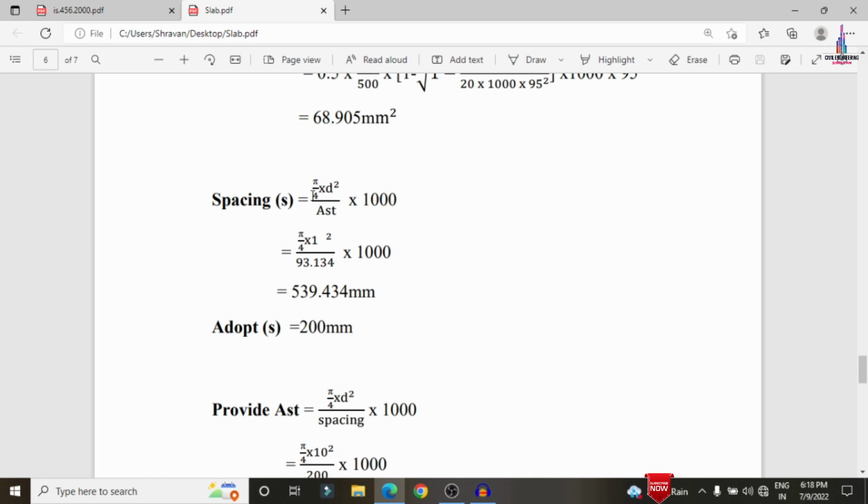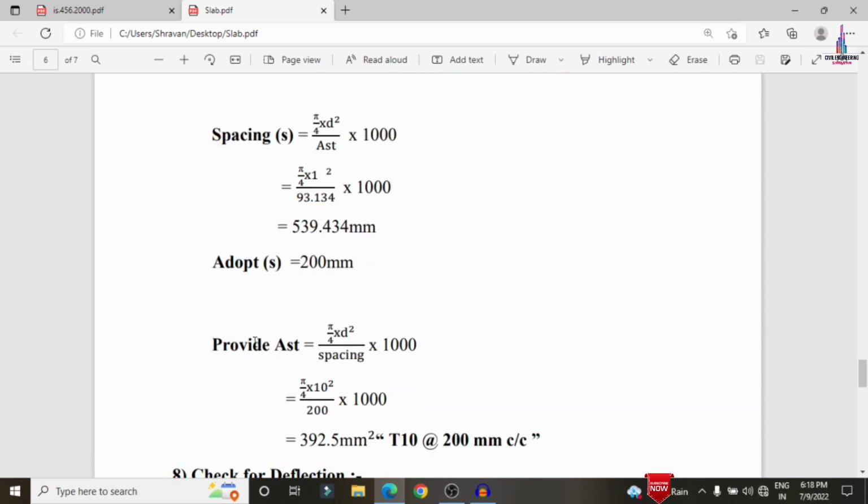So spacing will be approximately equal to pi by 4 into d square into 1000 divided by AST, which is 93.134, so that we get the value again approximately 340. But we have to adopt the lower value as per the standards, so here I am considering 200 mm. So AST provided will be approximately equal to pi by 4 into d square into 1000 divided by spacing, so that we get approximately 392.5 mm square for the respective consideration.